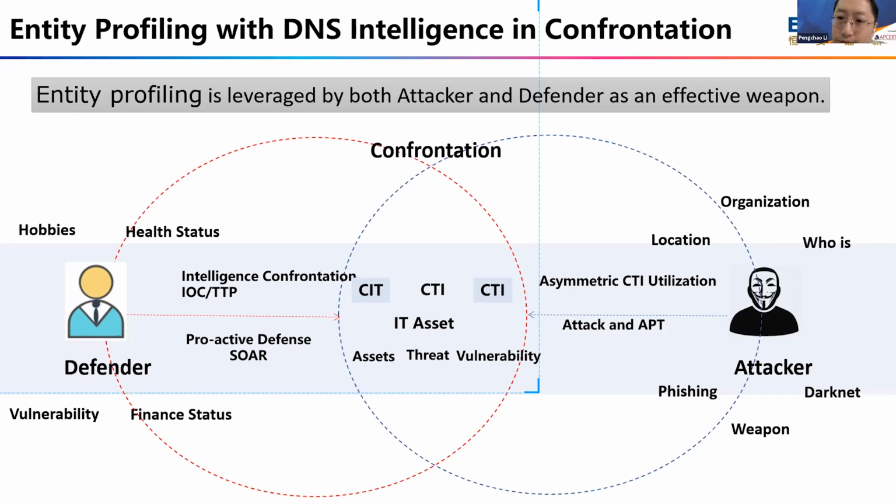Well, it's a pity. Attack hunters are profiling the defender or cyber victims. So that's a process of confrontation. CTI must be iterated and updated in real time. Anyway, entity profiling is a technique for better understanding DNS CTI. That's essential to your SOAR and essential to the attacker's weapon as well.